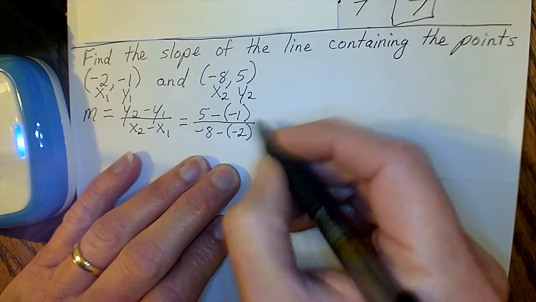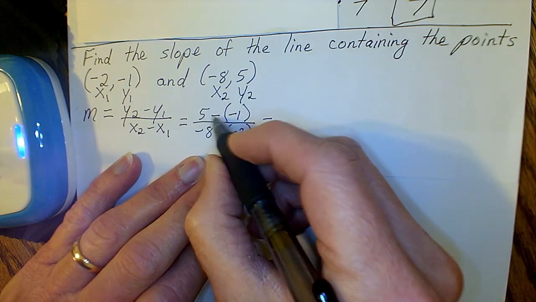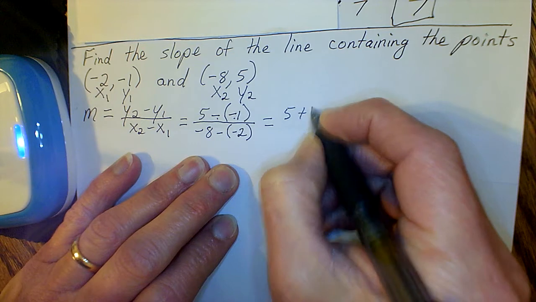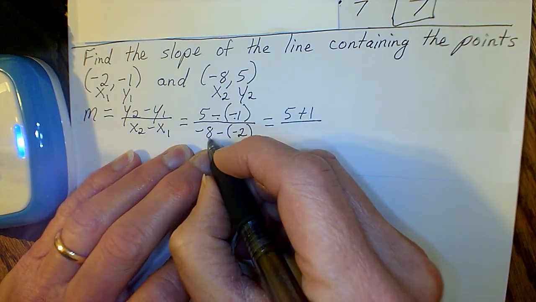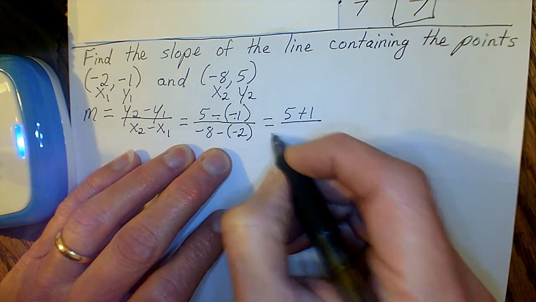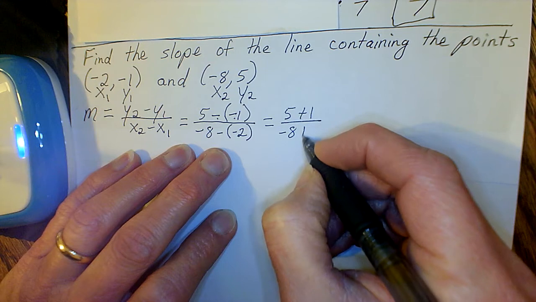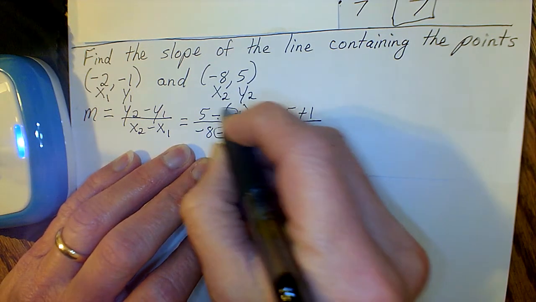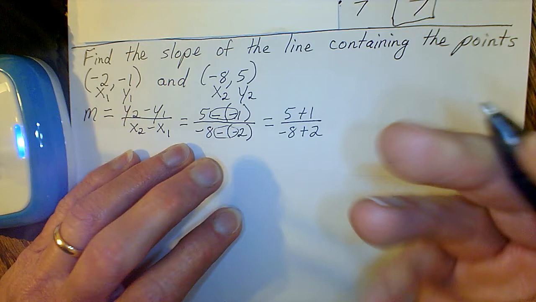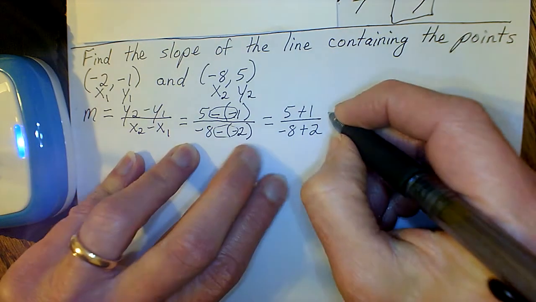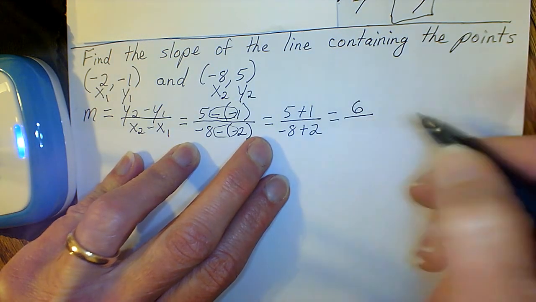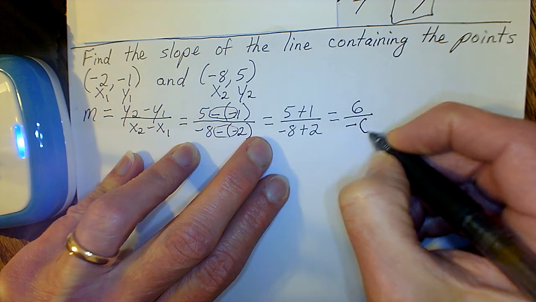So now we just simplify these two. Let's see, we've got 5 minus minus turns into 5 plus 1, and the negative 8 minus minus 2 turns into negative 8 plus 2, because a minus minus turns into a positive. Doesn't always work out that you have these, but pay attention when you do. So now in the numerator we get 6. In the denominator, we're going to get a negative 6.